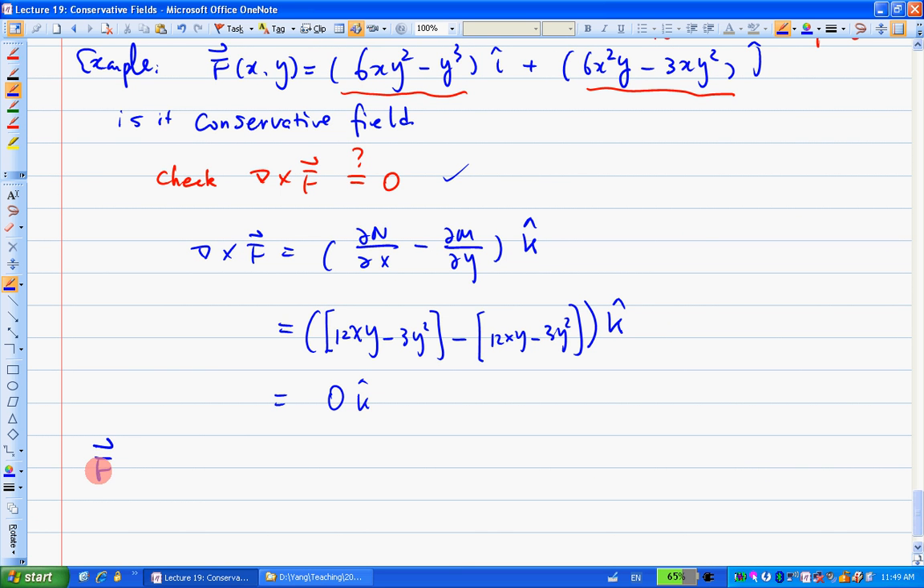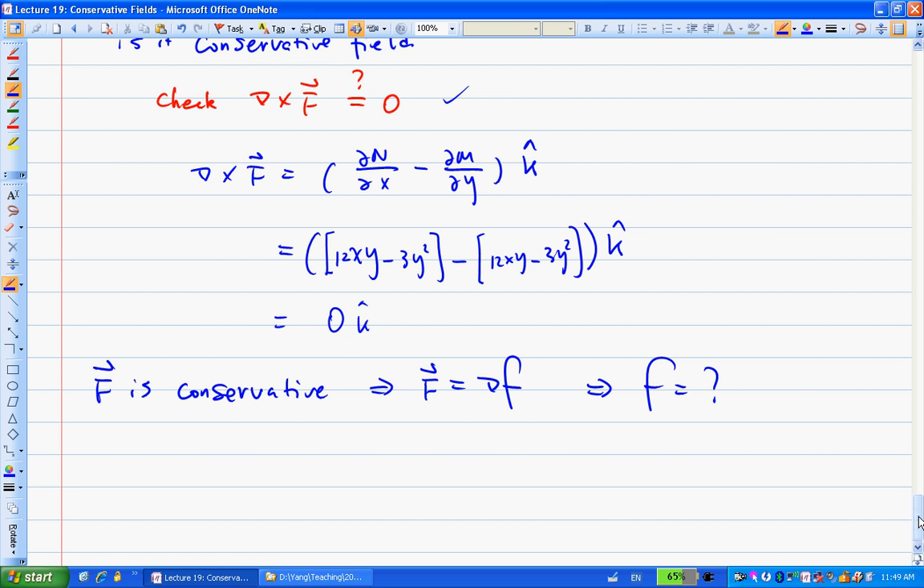So F is conservative, and this means F equals del f. Then my question here is, what will be this scalar function f? Okay, so let's find it out here.